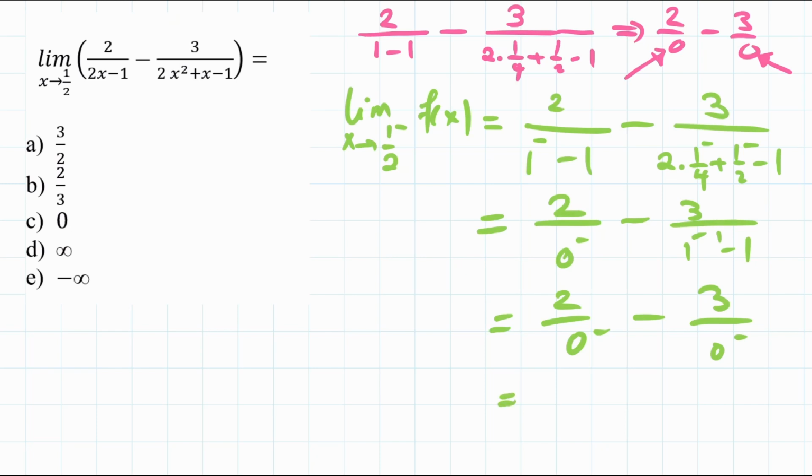And 2 over 0 from the left is minus infinity, and this is also minus infinity, but we have this minus sign, so this is a plus infinity. You may as well want to try this from the right.